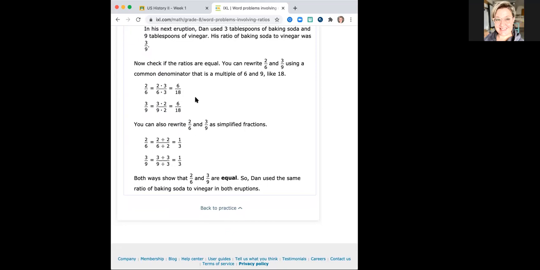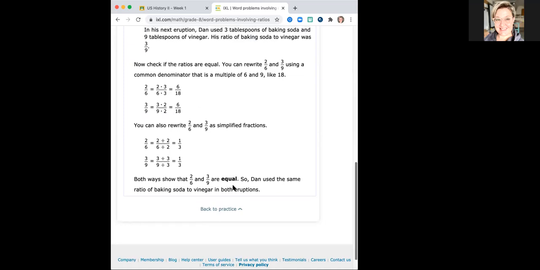So we can either do finding a common denominator, or we can go ahead and just simplify the fractions down as low as we can and see if they're equal. So in this case, yes, Dan used the same ratio of baking soda to vinegar in both eruptions.